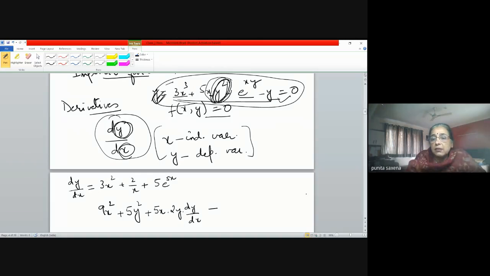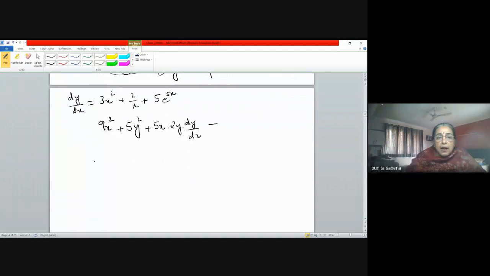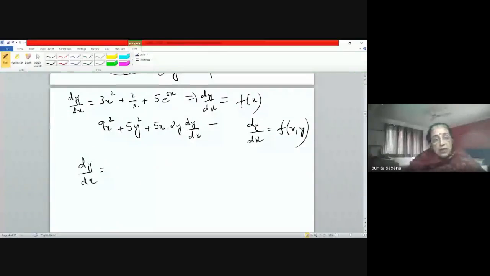Not just differentiate, what I observe is that once we differentiate, in this case your dy by dx will also turn out to be some function of x and y. Here also, what have you observed? That your dy by dx is also a function of x. Okay, so a function, right?